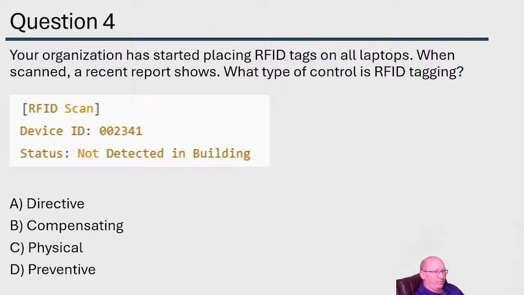I'll give you 5 more seconds on this one before we move on. What do you think? All right. If you said physical control, well, you would be correct. It is a physical control. Why is it a physical control?